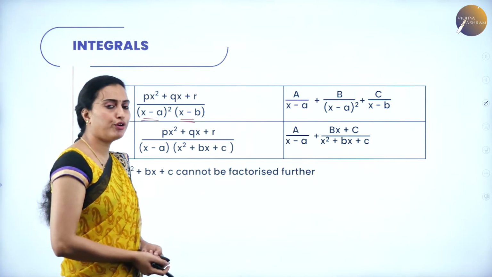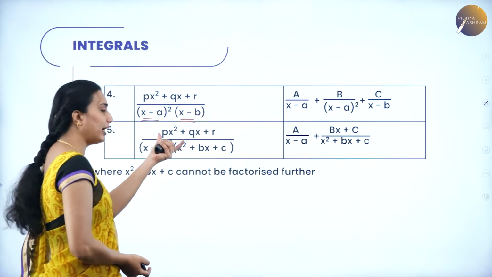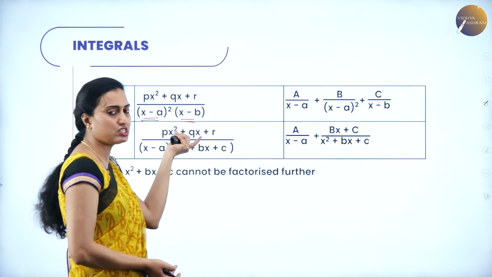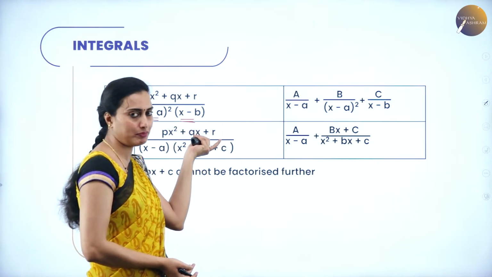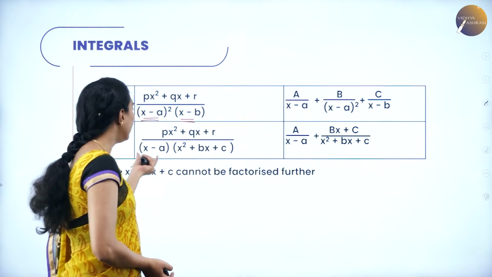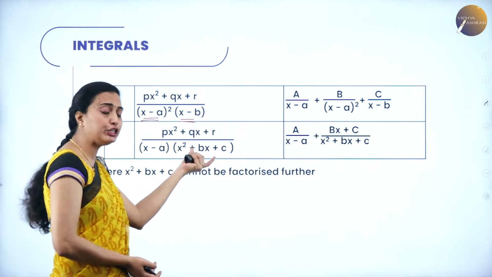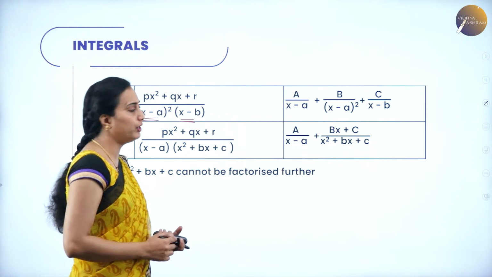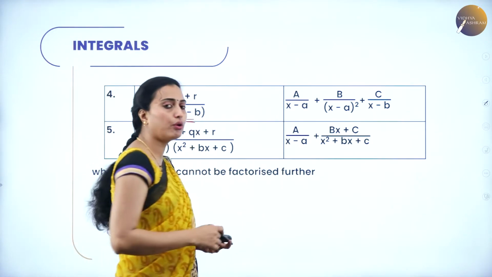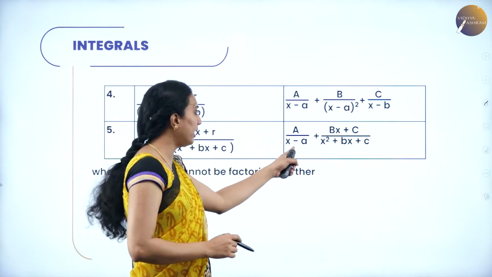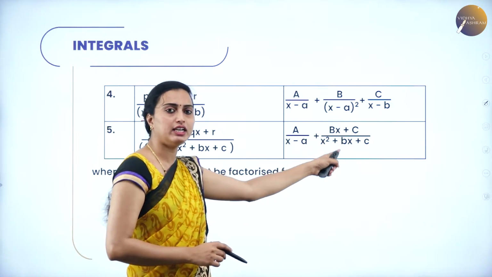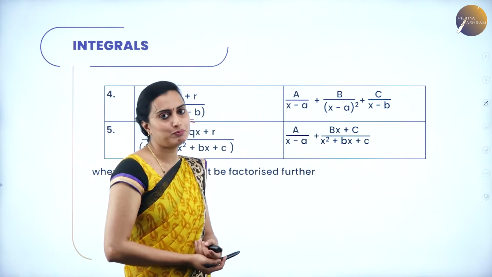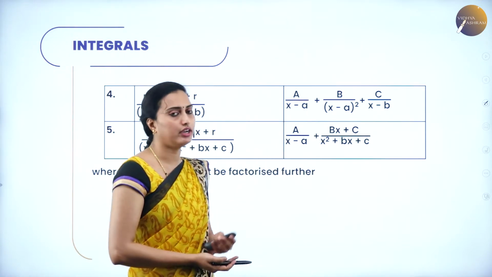And then we'll move on to the fifth type. Here a quadratic is in the numerator, of the form px squared plus qx plus r, divided by the denominator x minus a into x squared plus bx plus c. Then you introduce the partial fraction accordingly. You write it as A divided by x minus a plus Bx plus C divided by x squared plus bx plus c. Like this you write it.